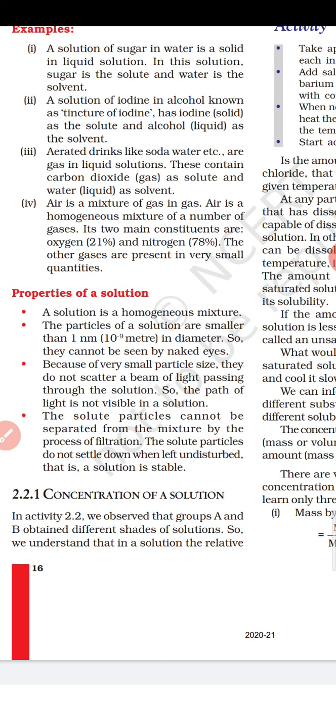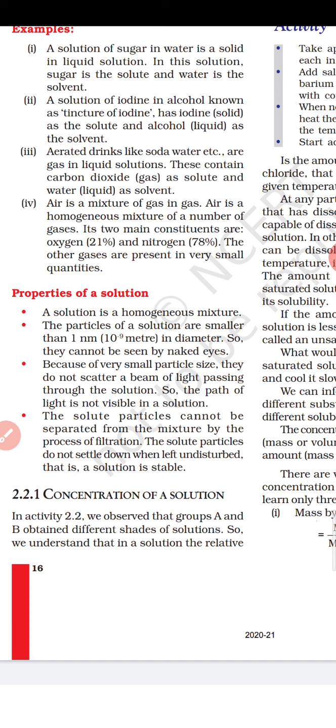Because of very small particle size, they do not scatter a beam of light passing through the solution. So the path of light is not visible in a solution. The solute particles cannot be separated from the mixture by the process of filtration. ये सारे वही प्रॉपर्टीज़ हैं जो आपने अभी पढ़ा था ना अपने homogeneous और heterogeneous mixture में। So homogeneous mixture की जो प्रॉपर्टीज़ थी वो सारी प्रॉपर्टीज़ किसकी हैं? सोल्यूशन की.